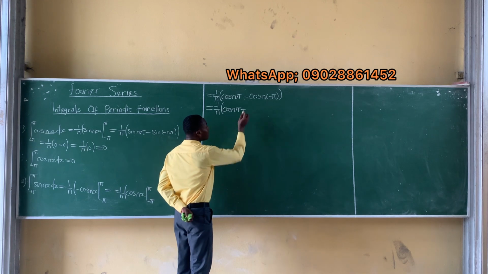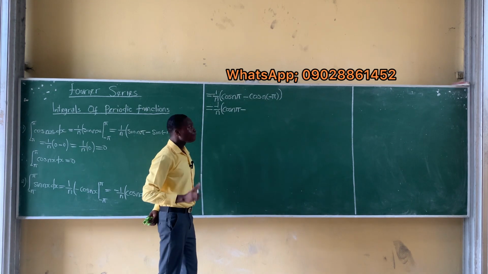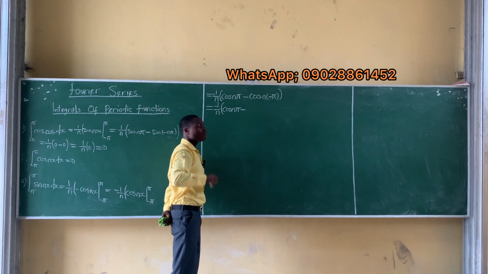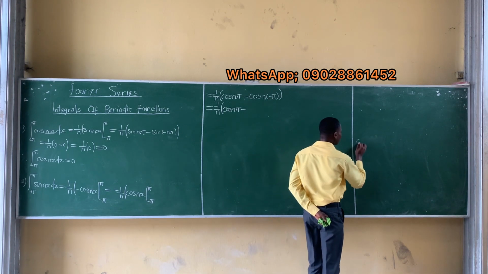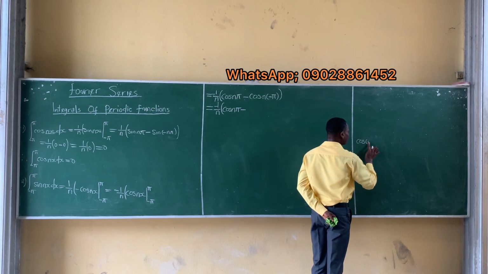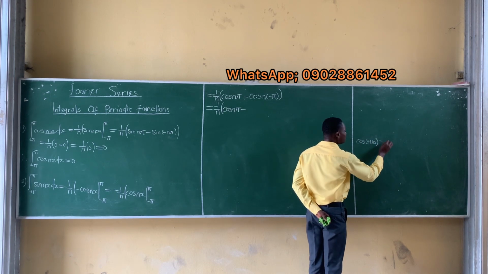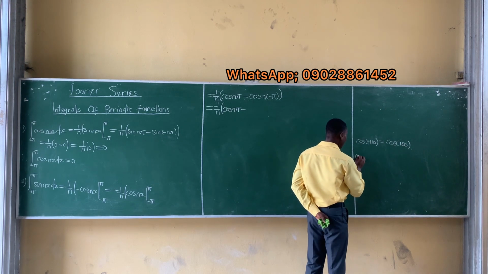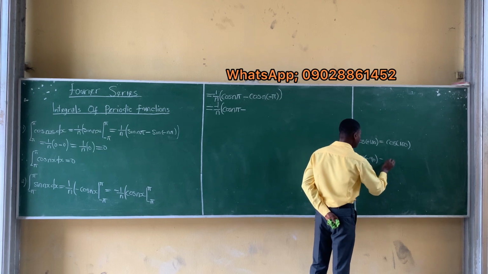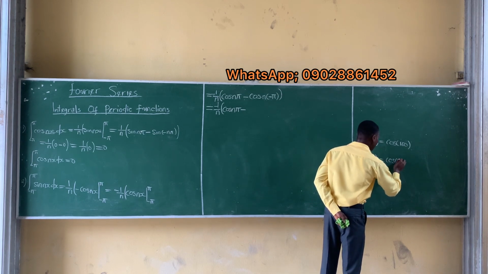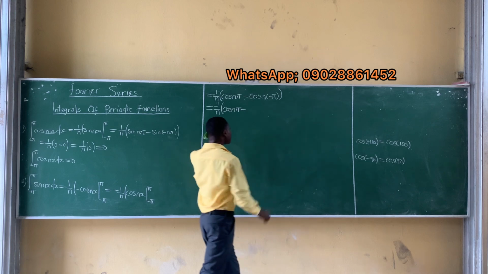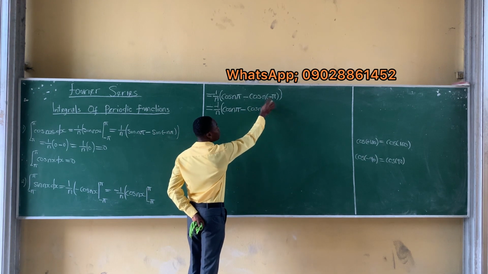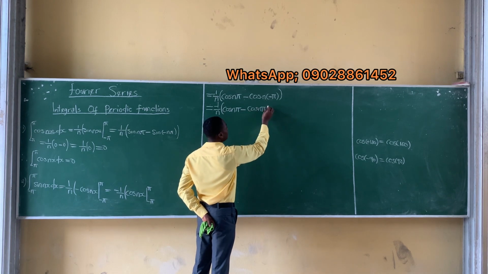Please take note, cos is an even function. So if you take the negative of the angle in cosine, you will still have the positive. That is, cos minus 180 is the same thing as cos 180. Or cos minus 90 is the same thing as cos 90. Please take note, for cos, it's the same thing. So this will change to positive, and we have cos n pi.